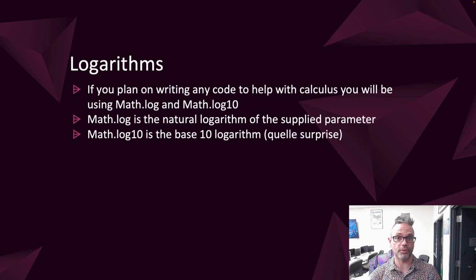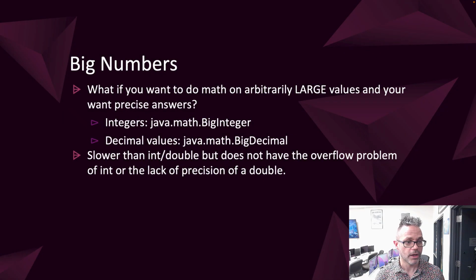Logarithms are a common thing we have to do, especially when we're working with, for example, calculus or doing resulting analysis of information in computer science. And so if you want to write any code that's going to actually work with that, you're going to be using Math.log and Math.log10, obviously for the different types of logarithmic-based functions. Math.log is the natural log of the parameter, and Math.log10 is a base 10 logarithm, quelle surprise, because, again, Math.log10 explicitly says that it's base 10. I know, weird.